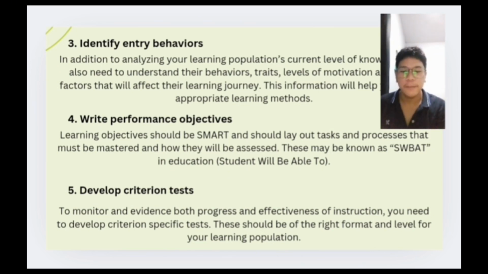So number 5 is develop criterion tests to monitor and evidence both progress and effectiveness of instruction. You need to develop criterion-specific tests. This should be of the right format and level for your learning population. So you have to design an effective monitoring device. So if objectives are met, ensure the assessments align with your objectives, so you can accurately evaluate learning progress.